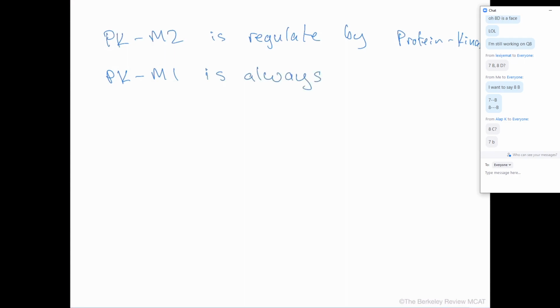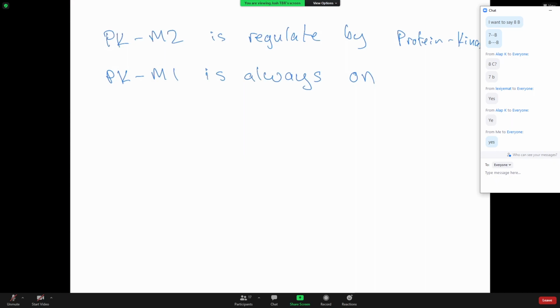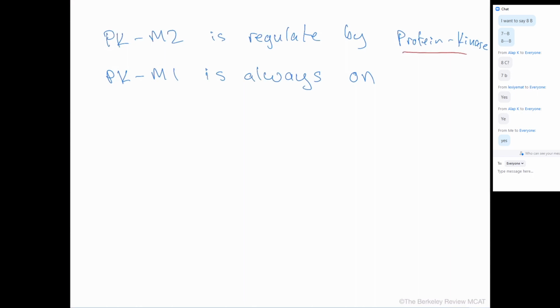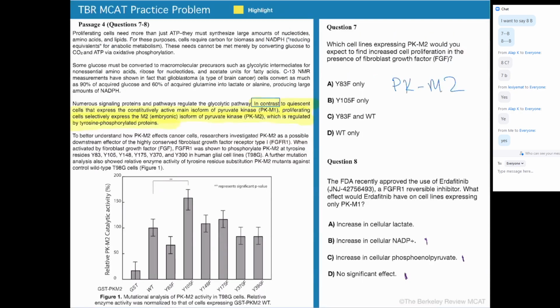Are you guys with me so far? Awesome. So this is really good, right? We've looked at it. We know there's these two different ones. One is always on and one is getting turned on and turned off somehow by this protein kinase. Okay, so let's go back up here. So now what are we interested in? What are they testing down here?